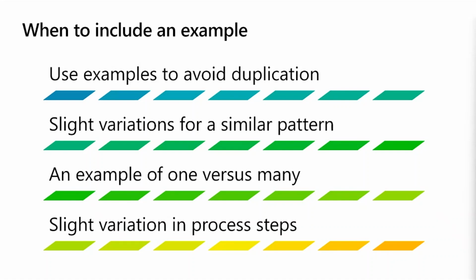You can include notes below a step as well in a procedure to show that, like, use this value for this example and use that value for this example. So again, it's the slight variations for a very similar pattern. And another example is, if there's only one value versus there's many of the same value, you might include examples in your article that show here's how to do it if you have only one, but here's how to do it if you have more than one. You can also use examples when there's just a slight variation in a specific process step.